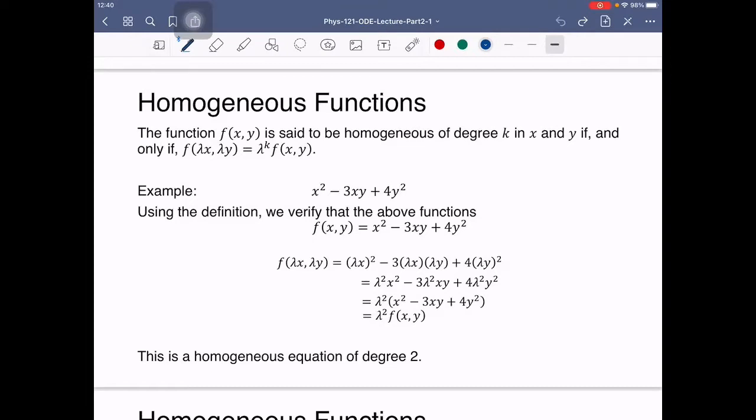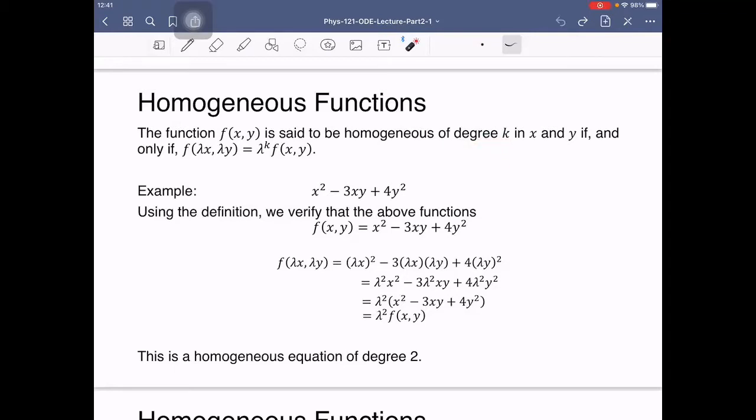So here, if we have a function f of xy, we can say that it is homogeneous in degree k in x and y, of course, dahil naka-depend sa x and y yung function natin, if and only if we have this particular condition. So if the function that depends on x and y, but this time with some factor lambda, we can show that it's equal to the function itself multiplied by some constant, let's say lambda raised to k. So where k is the degree, okay?